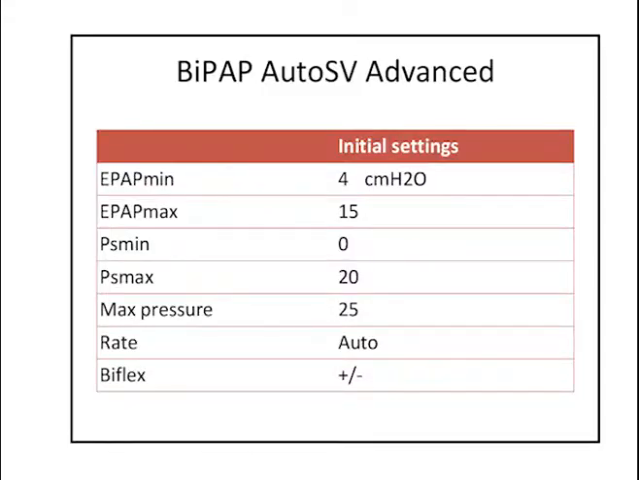These are the initial settings, for example, for the BiPAP Auto SV. You have an EPAP minimum and maximum. This is nothing more, by the way, than your APAP. It's an automatic EPAP adjustment. It is a range for pressure support, minimum and maximum. Maximum pressure. It's a rate and a biflex. That's all you will see in initial settings. Again, EPAP, which acts like an APAP, pressure support range, maximum pressure, rate, and an expiratory pressure release.